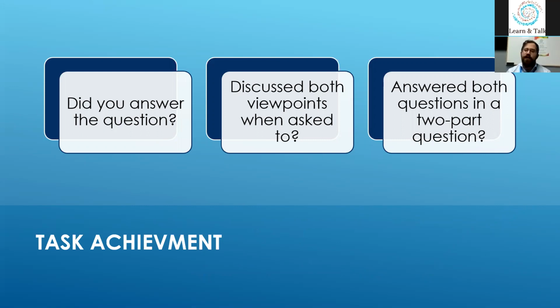So let's talk about task achievement. The main things you want to look at is, did you answer the question? And not only that, but did you discuss both viewpoints when asked to? So in a discussion question where it says, discuss both of these viewpoints, did you do that? If you only talk about one viewpoint, then your task achievement score will go down. And did you answer both questions in a 2-part question? So for example, when we were looking at the causes and solutions to garbage, do you only look at the causes, or did you look both at the causes and the solutions? So that's very important. Always make sure that you're completing the task that has been given to you.